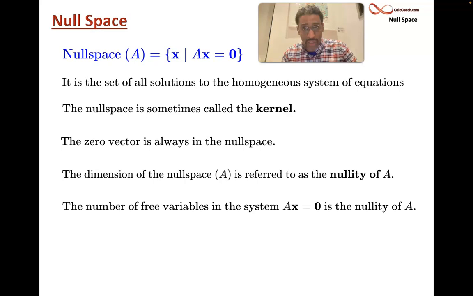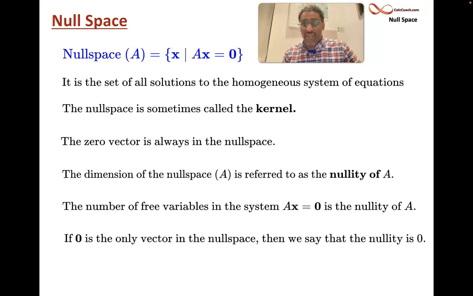Remember now, we're talking about the AX equals 0 homogeneous system of equations. If the number of free variables is equal to 0, then we're going to say the nullity is equal to 0. That means you always have a solution. It is the trivial solution. AX equals 0 is always true for 0, but we don't want to say that the dimension is equal to 1 there. And so what we say is that the dimension of the null space will be equal to 0 when AX equals 0 has only the trivial solution. All right, great. Let's go look at an example.